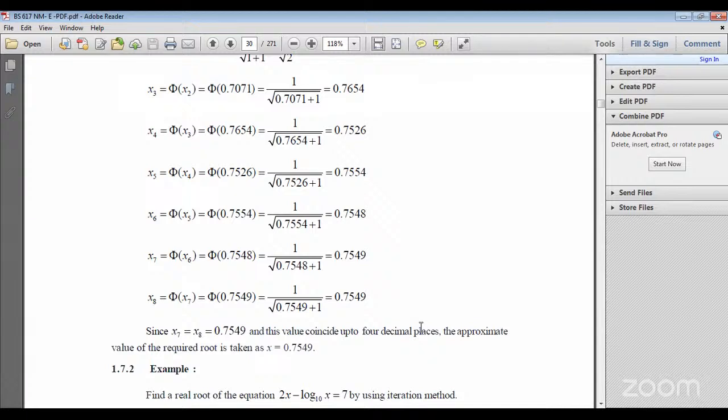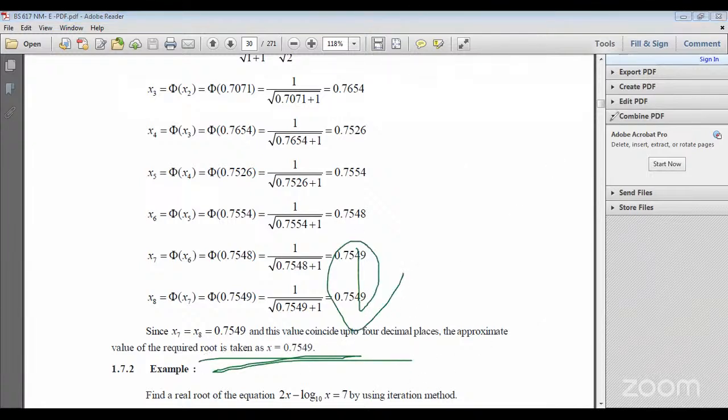So this is x7, and x6 and x7 are both the same here. See here, both are the same. So the approximate root to two decimal places is 0.75.